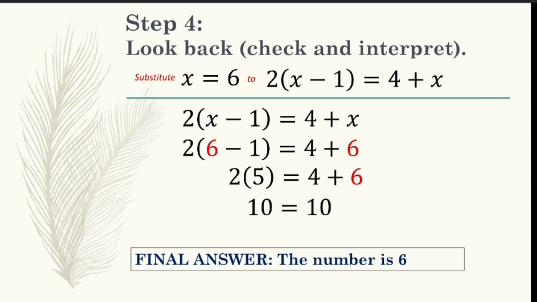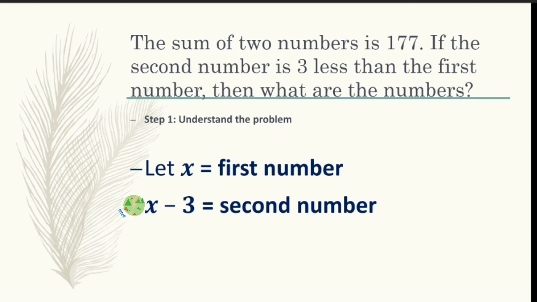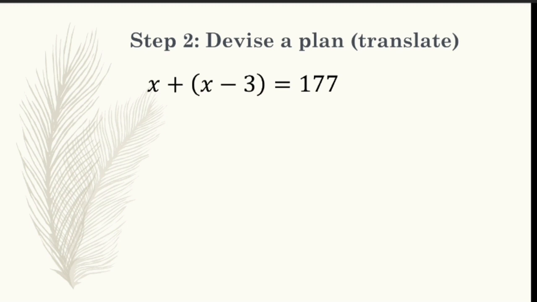The sum of two numbers is 177. If the second number is 3 less than the first number, then what are the numbers? Understand the problem. Let x be our first number, then our second number would be x minus 3. Next, we have to devise a plan. We simply add the two. The sum of the two numbers is 177. Step 3, carry out the plan.